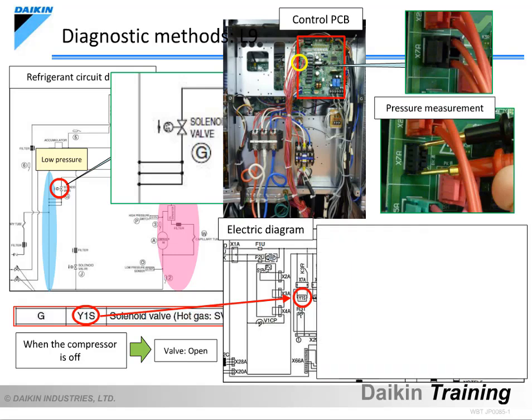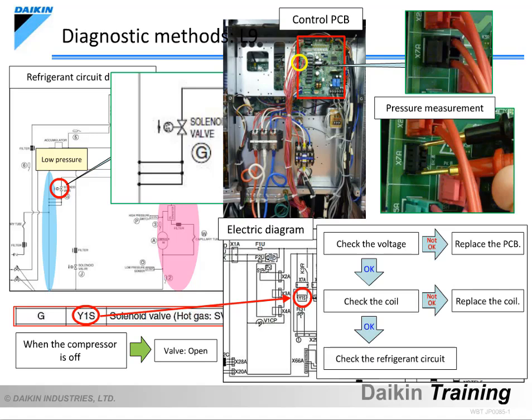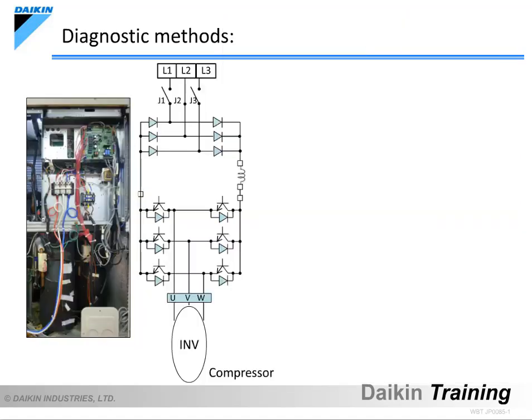When the X7A connector is located, remove it and measure the voltage at the PCB connector while the outdoor unit is on. If there is no voltage, then there is a problem with the control PCB and it must be replaced. If there is voltage, then check the resistance of the bypass valve coil. If there is a problem, replace the coil. If there is no problem with the coil, check the refrigerant circuit next.